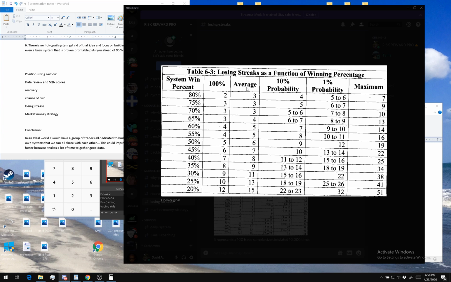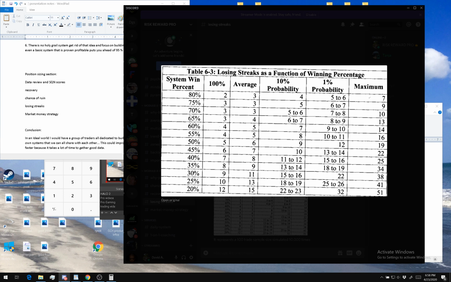Like if you trade 100 trades, which is very doable in a year's time if you're trading a lot, or maybe 2 years time, you have to realize, hey, that's average, that's normal. And you have a 10% probability of losing 6 or 7. So you could potentially lose 6 or 7. With this chart, it helps you realize to not freak out when you go on losing streaks, because they're actually normal.